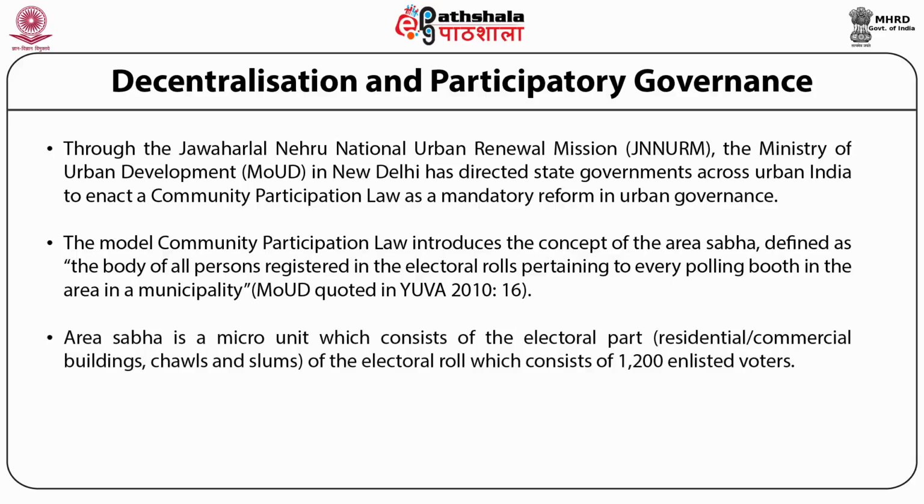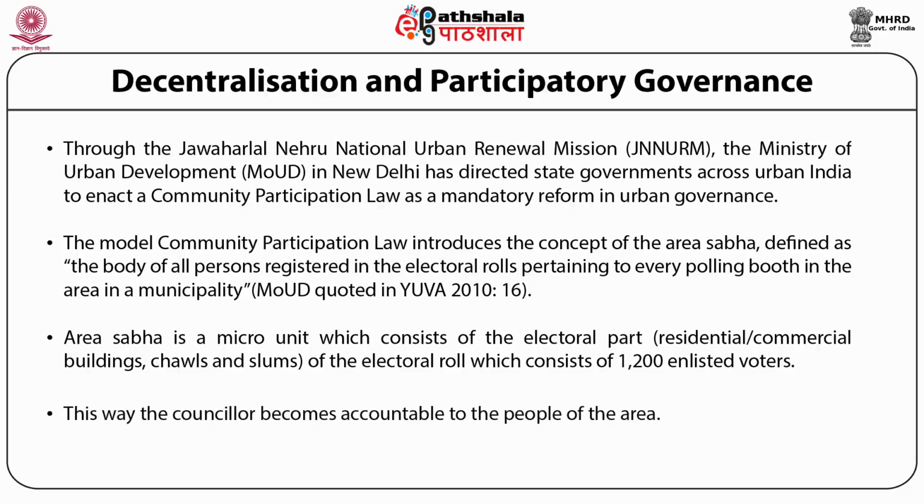Area Sabha is a micro unit which consists of the electoral part of the electoral roll, which consists of 1,200 enlisted voters. These voters elect the Area Sabha representatives, and 35 of such representatives form a ward committee under the chairmanship of the municipal councillor of that ward. Election of the Area Sabha representatives can take place along with the municipal elections. This way, the councillor becomes accountable to the people of the area.